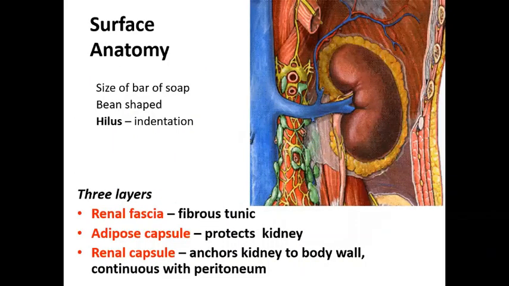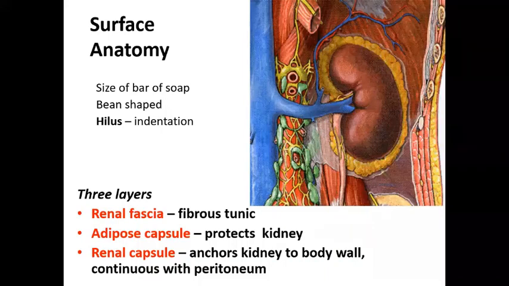So the surface anatomy of the kidney, what covers the kidney, the location we've already said is retroperitoneal, so it's behind the peritoneum. So it's not among the visceral organs that are found within the peritoneal cavity. I hope you understand that. Then in terms of the size of the kidney, it's just like a bar of soap. It's bean shaped, like you have seen.